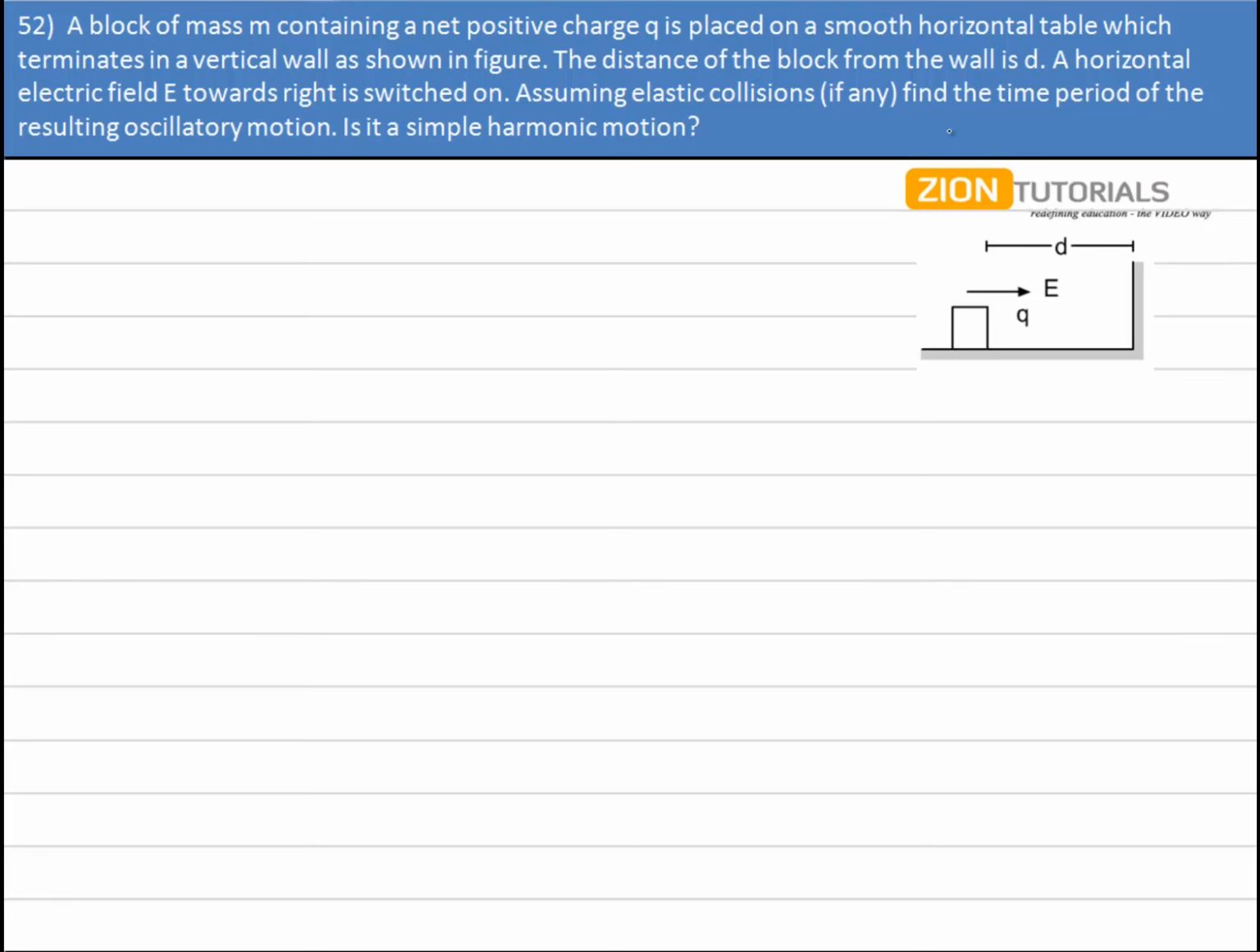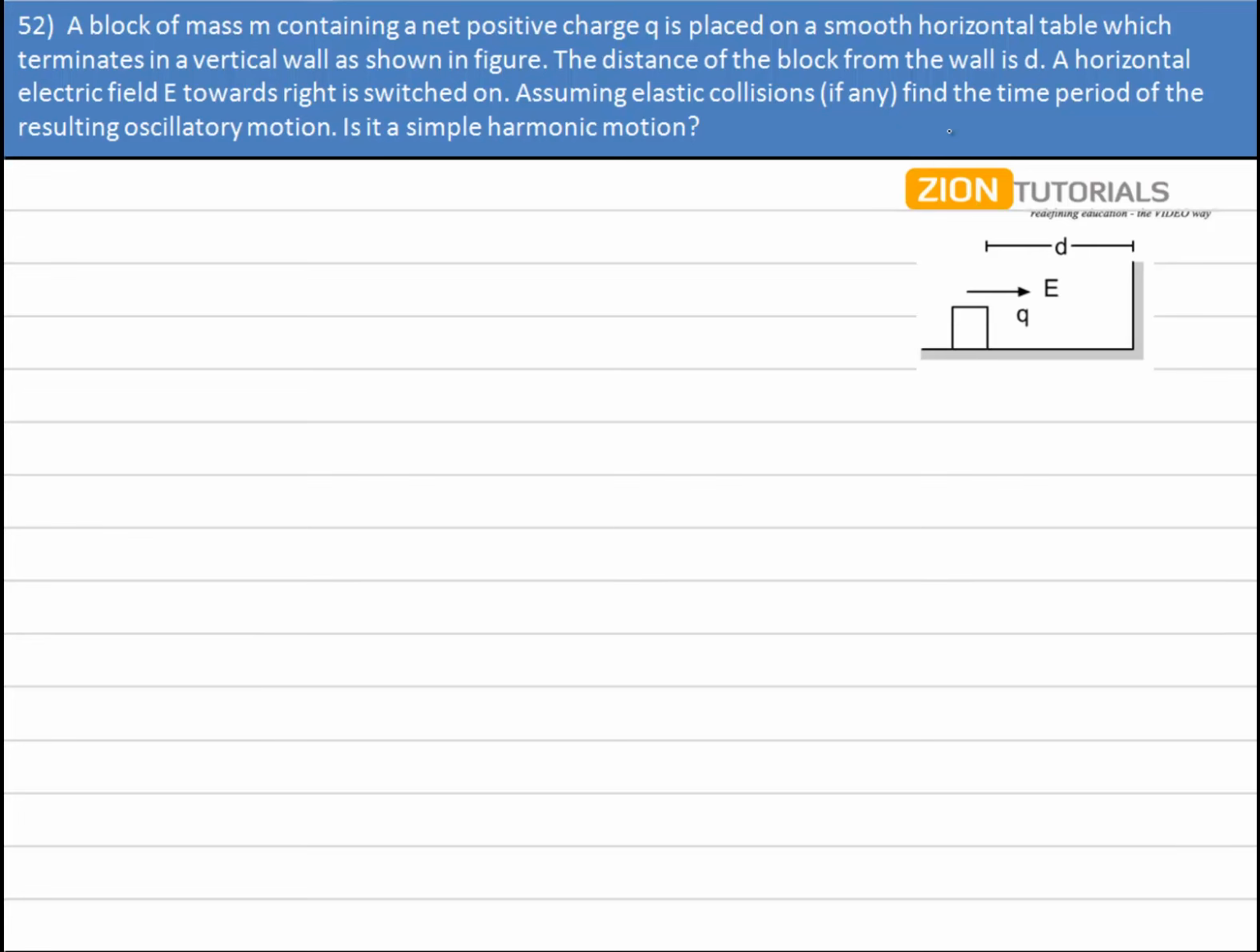In this question, we have a block of mass m that contains a positive charge q, and the system is placed over a smooth horizontal surface. Now an electric field is switched on and the initial distance between the block and the wall is d. Now we have to calculate the time period for the resulting oscillatory motion.